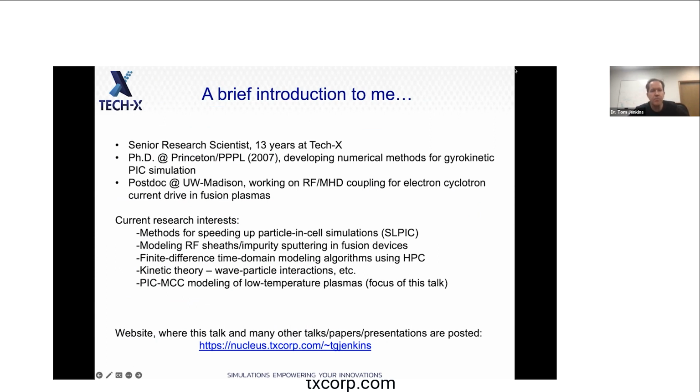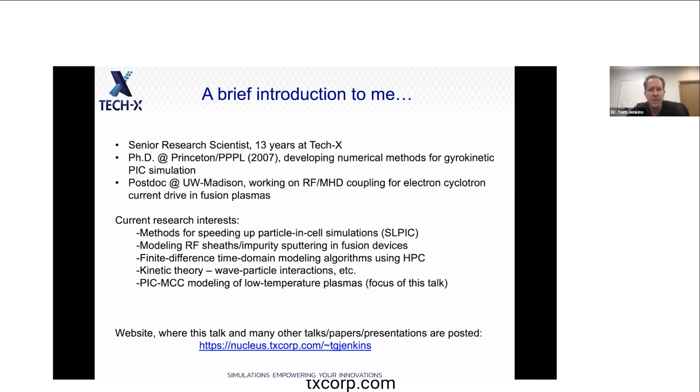All right, so I will be talking today about capacitively coupled plasma modeling using VSim. Some of the things that we have learned and things that we recommend based on the work we've done here at TechX. I want to give you a quick introduction to myself before I begin.